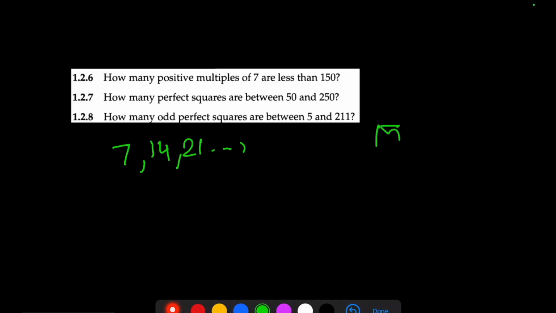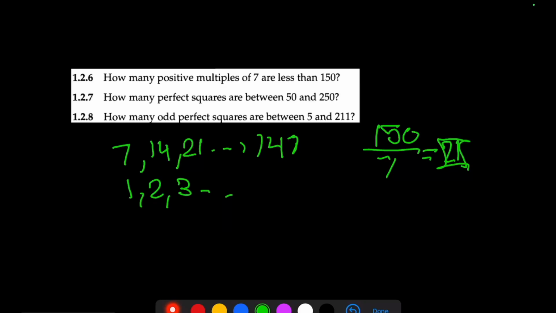Using our cool trick from earlier, 150 over 7 gives us 21 and some sevenths. So about 21. So the 21st multiple of it would be 147. And dividing the entire thing by 7, 1, 2, 3, up until 21, there's 21 multiples.